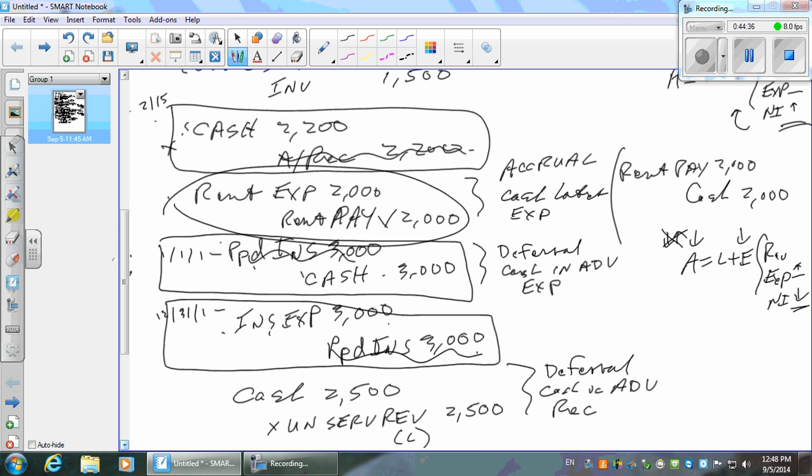Okay, now what happens here? Why do we do this? Let's say again this is in January and this is in February. Why do we do it? I want the rent expense recorded even though I didn't pay out the cash, right? So what's happening, you guys? And you can do it for any of these combinations.